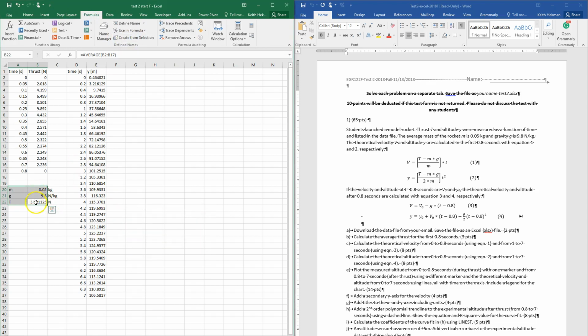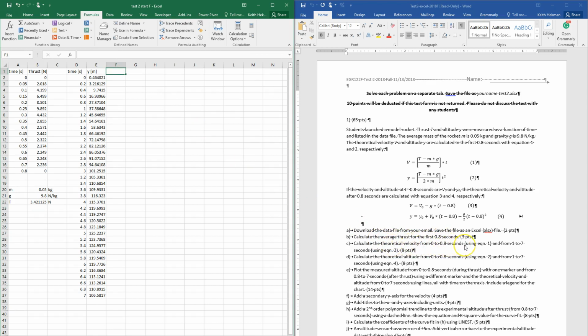We can label some columns, and so we have m, g, and t for our formulas. And then this t is different than this t. This is time. And so our time, we can call this maybe tt, because t is already defined as our thrust. And so we've calculated the average thrust.